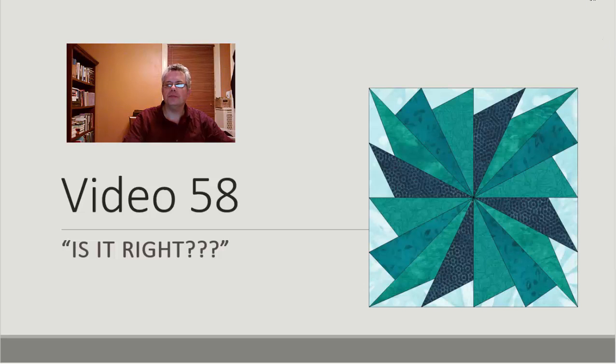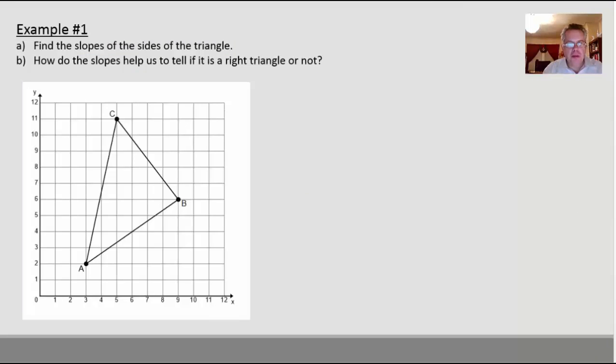Here we go. We want to be able to tell for sure, without even a picture, whether a triangle is a right triangle or not. This one certainly looks like a right triangle. Angle B looks like a right angle. We could measure it, or we can use slope to tell for sure. So we're going to use slope. We're going to find the slope of the three sides of the triangle. First, let's find the slope of AB.